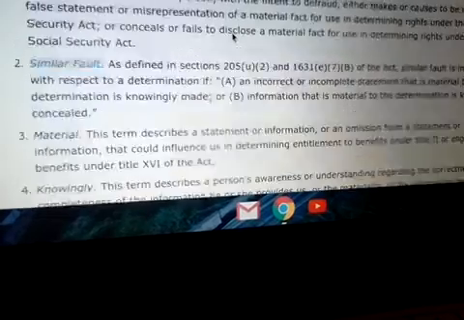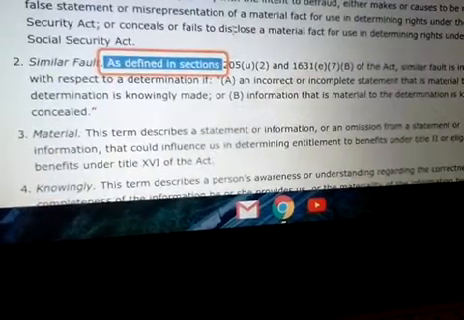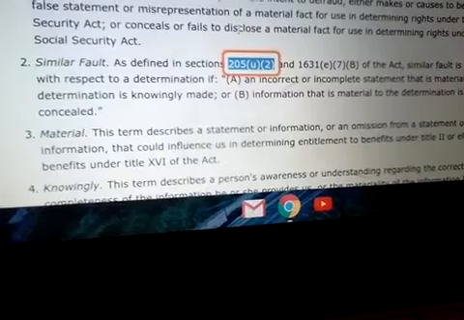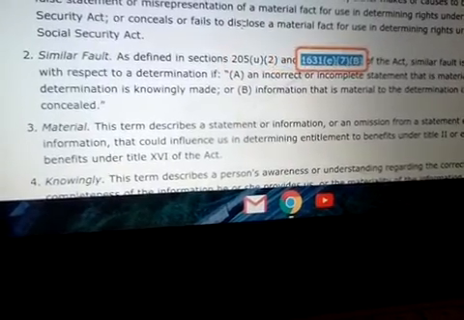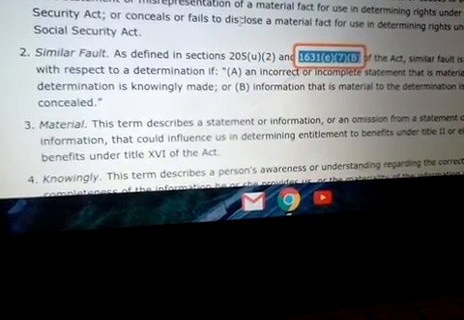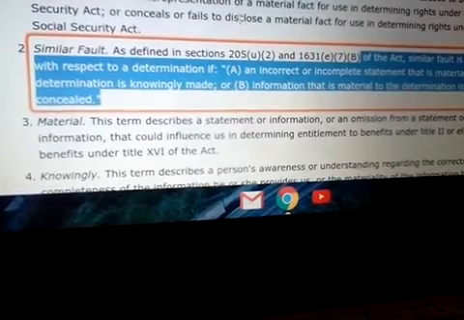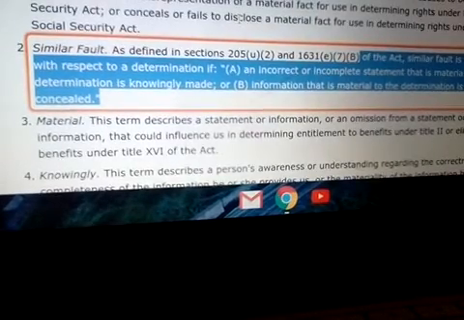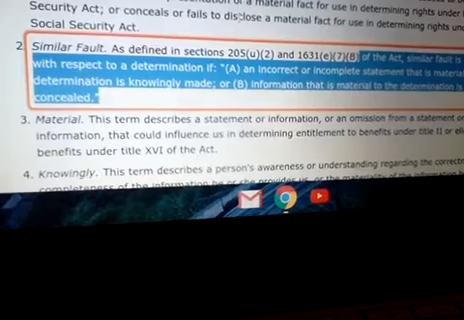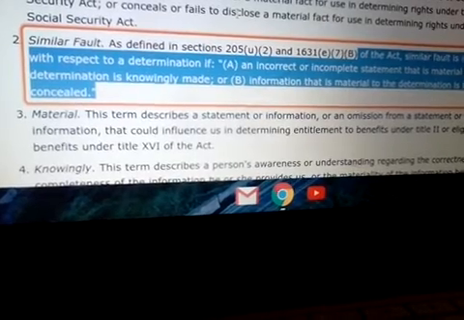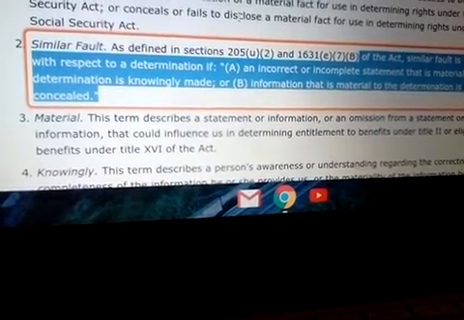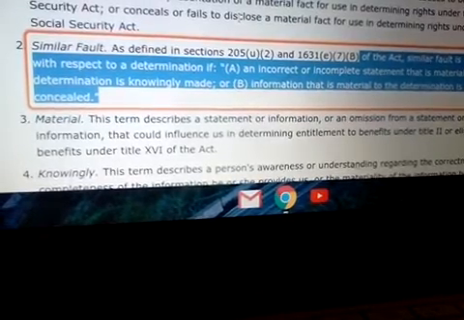2. Similar fault, as defined in sections 205(u)(2) and 1631(e)(7)(B) of the Act. Similar fault is involved with respect to a determination if a. an incorrect or incomplete statement that is material to the determination is knowingly made, or b. information that is material to the determination is knowingly concealed.